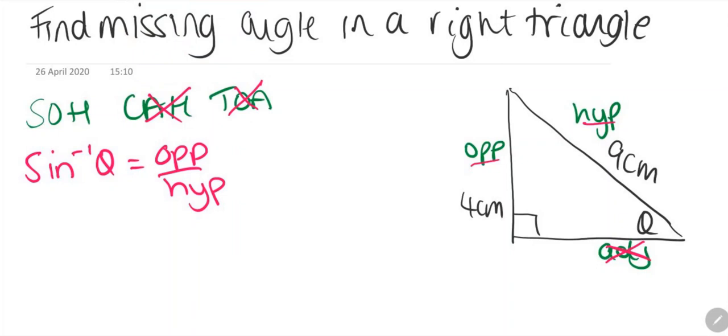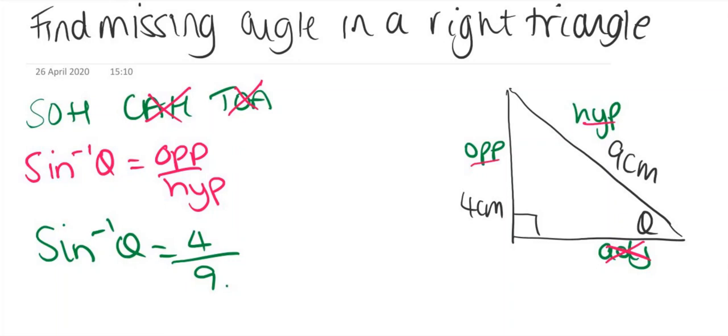So let's substitute in the values. So sine to the -1 is going to be opposite, which is 4, divided by 9. So in our calculator, we press shift and sine, so we get the sine to the -1, and then we can use the fraction button, 4 divided by 9, and we'll get a value. Okay, so theta is 26.38. So I'm going to just say 26.4 degrees.